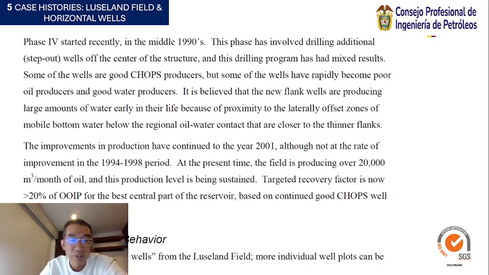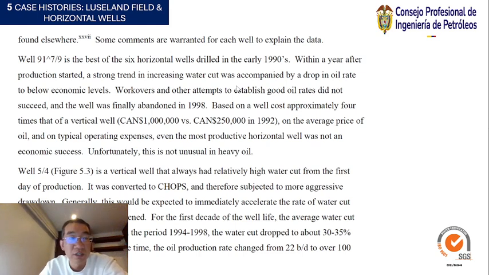5.3 Individual well behavior. Figures 5.2 to 5.5 are typical wells from the Luseland field. More individual well plots can be found elsewhere. Some comments are warranted for each well to explain the data.